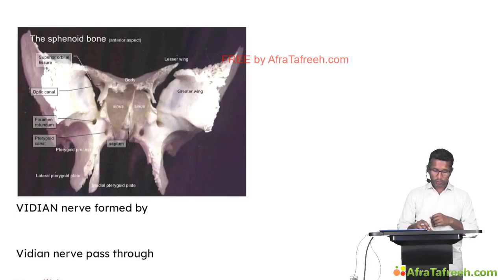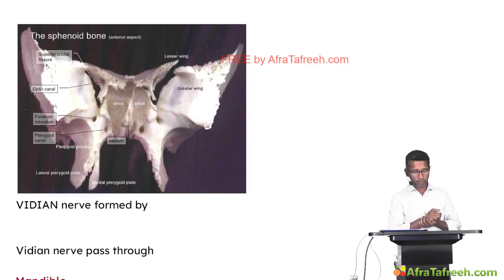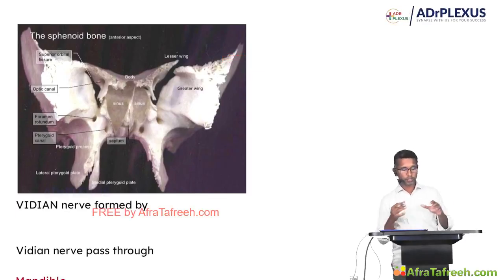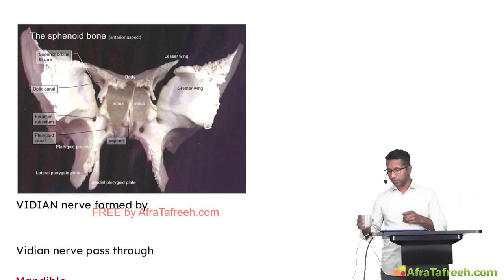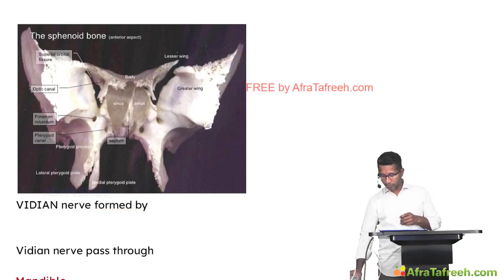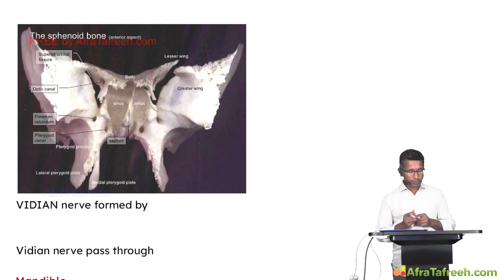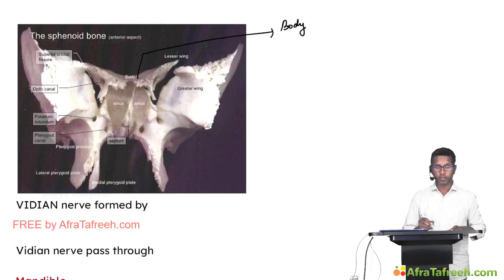Now to discuss one more important fissure which we haven't discussed, we have this bone here. This bone is a very peculiar bone. It has a bat wing like appearance. This bone that you see here is called the sphenoid bone. In the sphenoid bone, this part is called the body of the sphenoid.